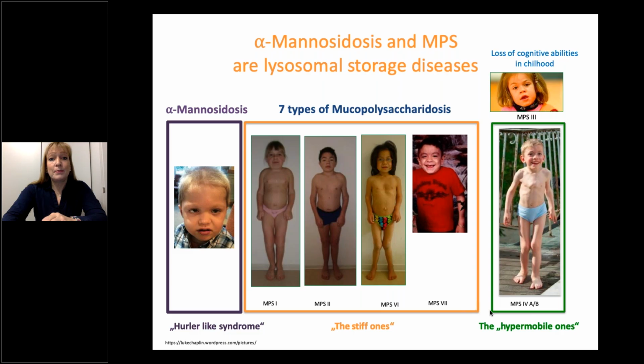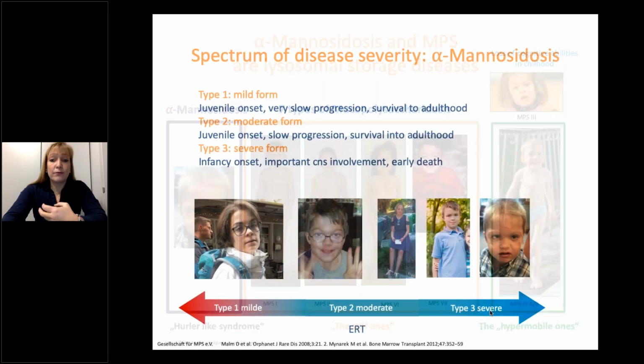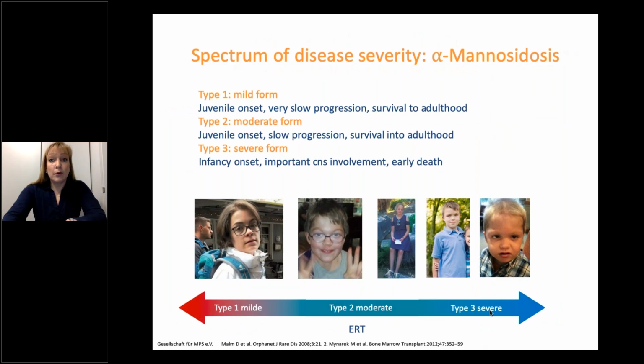In contrast to them, the hypermobile ones, the MPS 4A and B patients, are the same group of diseases, but they have hypermobile joints and more musculoskeletal disease, while the MPS 3 patients have a loss of cognitive abilities in childhood and less severe physical involvement of the disease. Just to show you some pictures of the more mild and severe patients, the disease severity, I will give you some short introduction to these diseases.